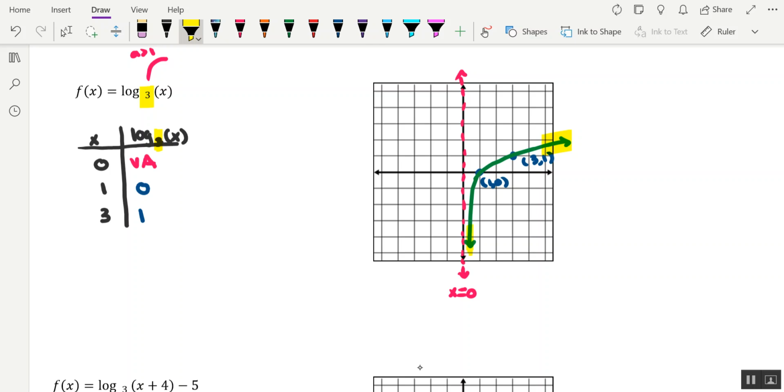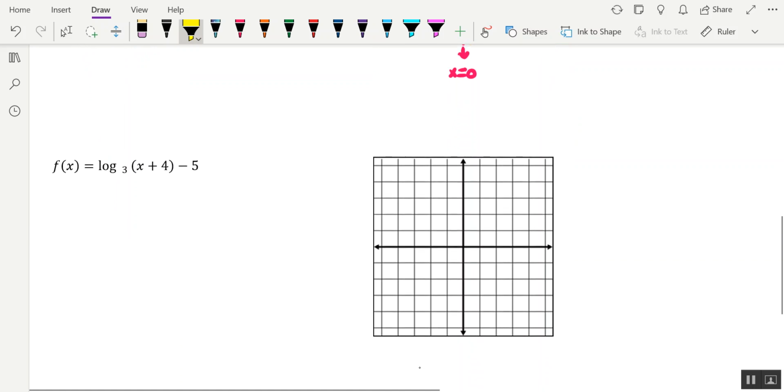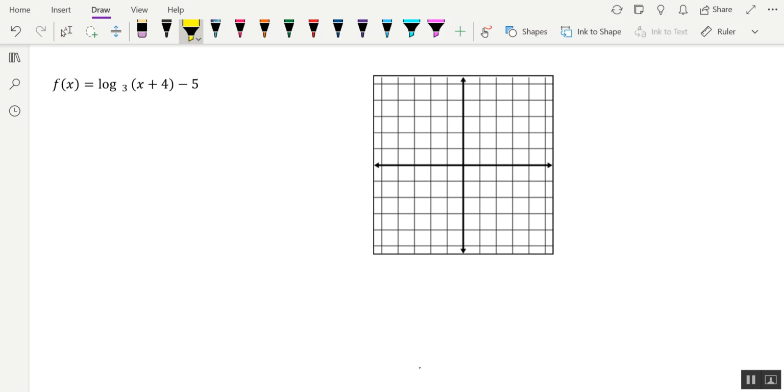Okay, so what happens when we have some transformations in the mix? So as you can see here, we have a modified version of log base 3 of x. We have a plus 4 inside the argument and a minus 5 behind the expression log base 3 of x plus 4, where I like to say that this is at the end of the function. All right, shout out to Lincoln Park, in the end.